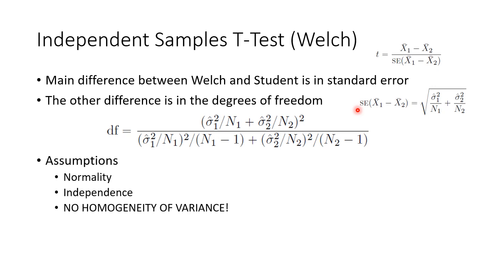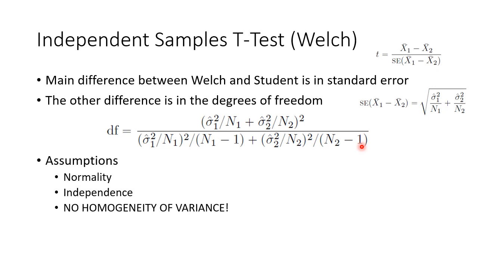But in this case, the degrees of freedom is generally the first sample group's standard deviation squared divided by the first sample size, plus the second group's standard deviation squared divided by the second sample size, all of that squared, over the first sample group's standard deviation squared divided by the first sample size, squared, divided by the first sample size minus 1, plus the second sample group's standard deviation squared divided by the second sample size, squared, divided by the second sample size minus 1.